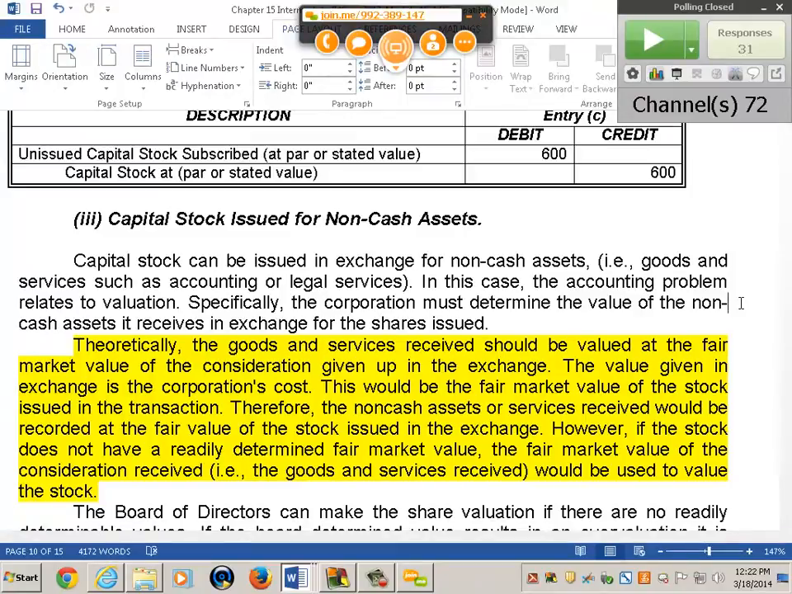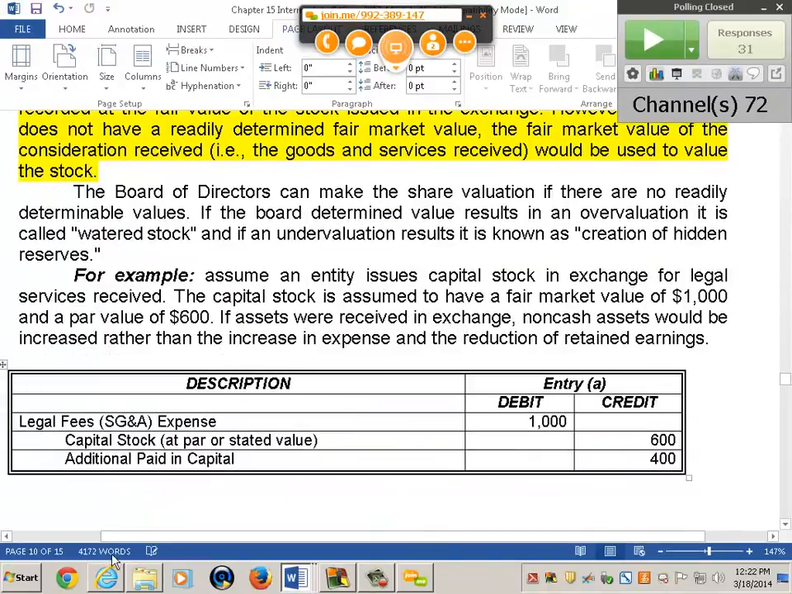Now, of course, the board of directors sometimes could put a value on this if the shares aren't publicly traded. And under IFRS, it's always valued at the value of the services received. So to give you an example, if you look at the illustration, pretty simple. Somebody does legal work for you. The market value of the shares you give are worth $1,000, so you value the services at the fair value of what you give up.